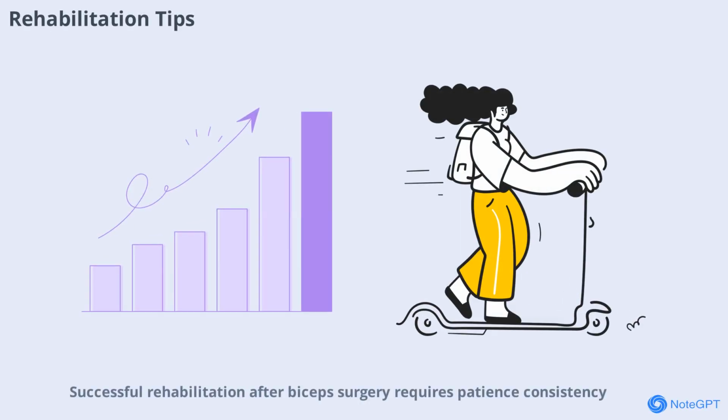Successful rehabilitation after biceps surgery requires patience, consistency, and guidance from experienced therapists. Key tips include following prescribed exercises, avoiding premature heavy lifting, and communicating any concerns to the care team. Gradual progression and adherence to the rehab plan are essential for optimal recovery.